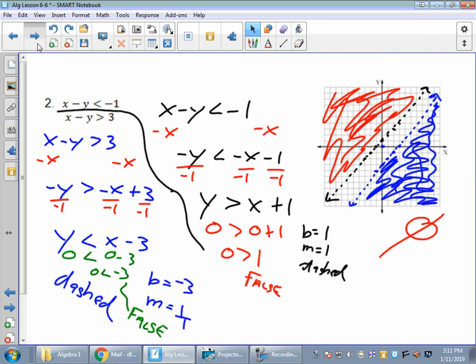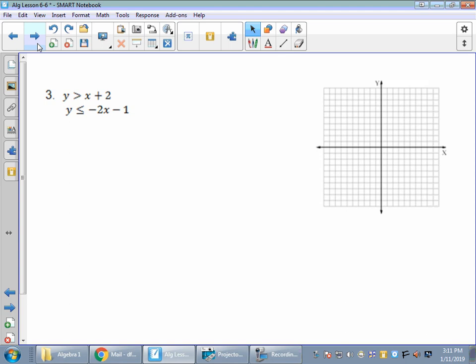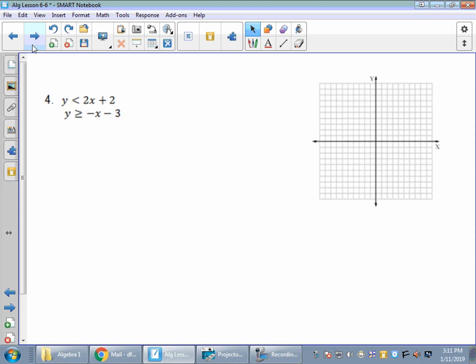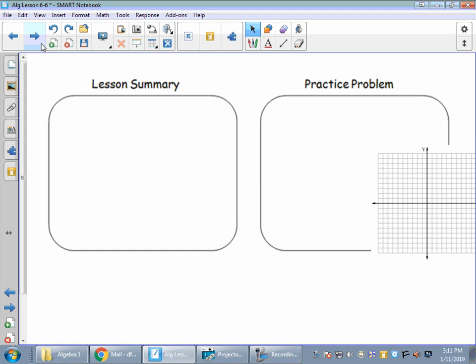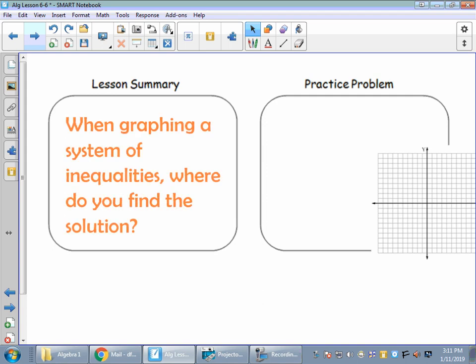Okay. There's some more practice problems here, 3 and 4. They're both already in slope-intercept form, so if you want to take a stab at those, go for it. Other than that, we'll get to the lesson summary here. When graphing a system of inequalities, where do you find the solution? So we should be able to know that.